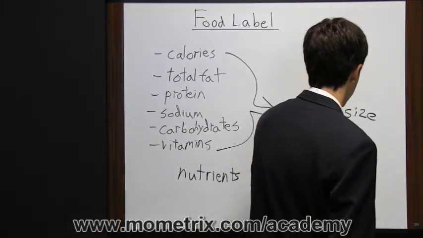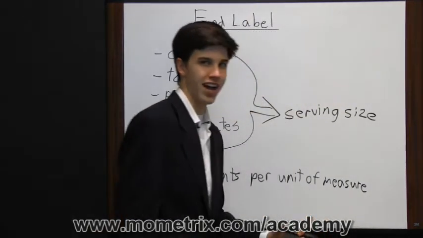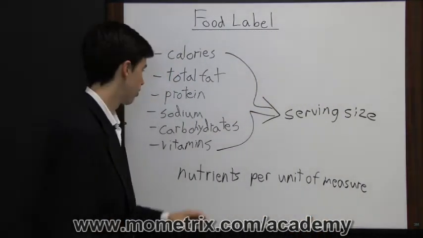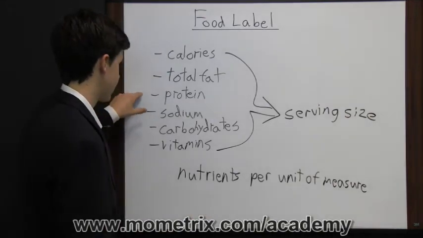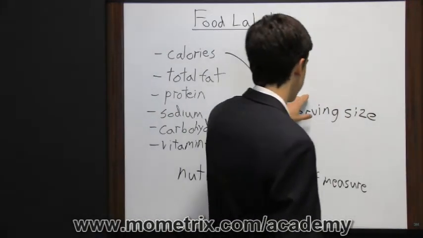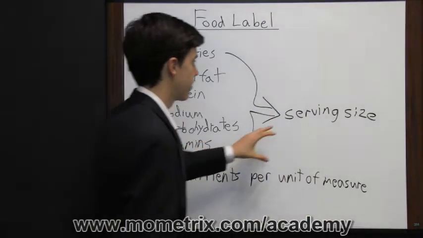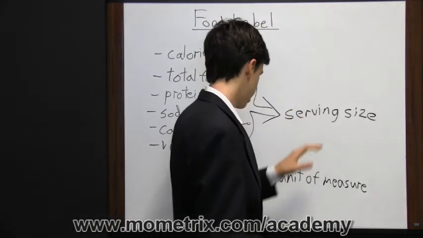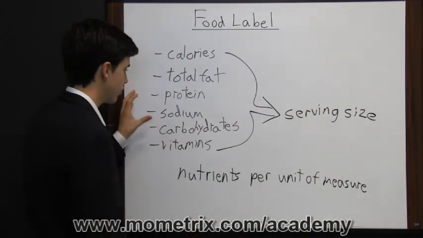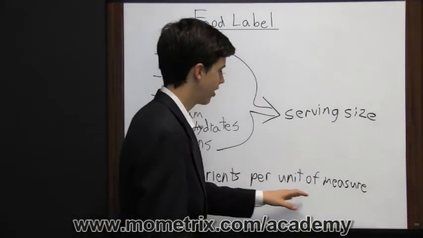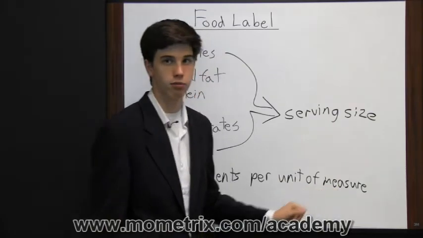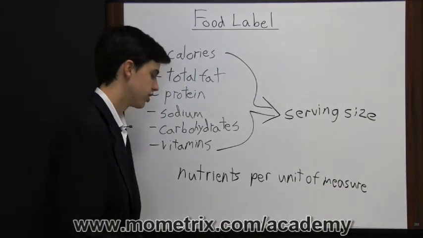So in other words, if you looked at 2 food labels for 2 packages of chips, you wouldn't say, oh, look at this food label, this package has 60 calories and this one has 70 calories. Because this package might have a serving size of 2 chips and this package might have a serving size of 4 chips. So that's why it's important to take the nutrients and break it down per unit of measure, such as grams. That would be a good unit of measure to use.